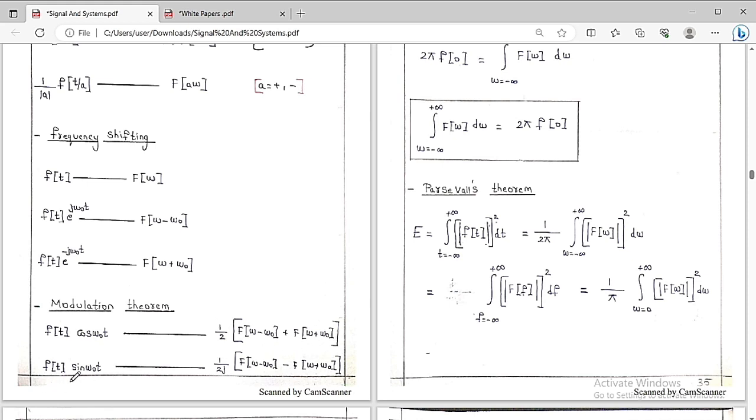Then f of t into sin omega naught t, what's the Fourier transform? Sin omega naught t, how can you write it? e to the power of i omega naught t minus e to the power of minus i omega naught t, by 2j. So if you multiply and simplify and then apply the Fourier transform, we are going to get 1 by 2j into F of omega minus omega naught minus F of omega plus omega naught. There the plus becomes a minus. Here 1 by 2 becomes 1 by 2j. This is the thing you always have to keep in mind.